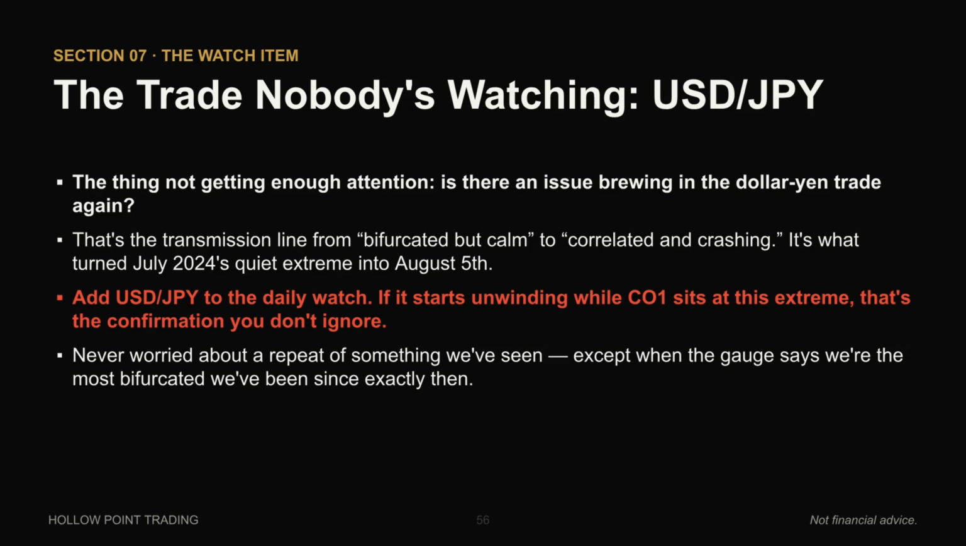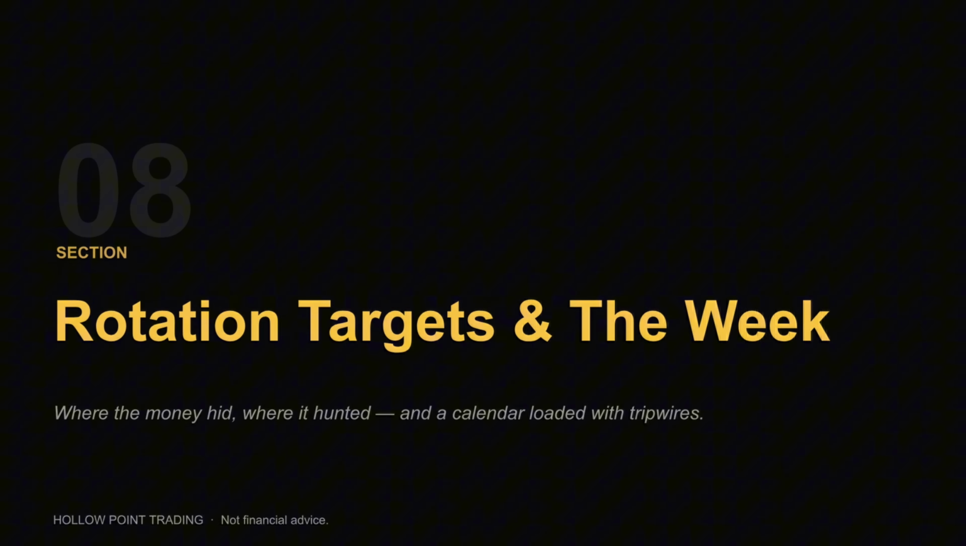The key item to watch is the dollar-yen trade. It serves as a transmission line between a calm, bifurcated market and a correlated crash. Adding this to your daily watch is crucial, especially if it begins to unwind while the correlation index remains at these extreme lows. This final section covers rotation targets and key events for the week.